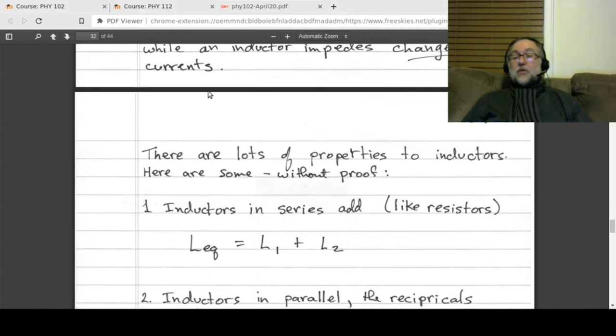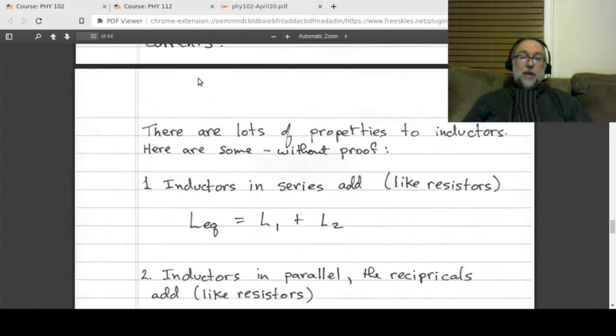All right, so there's a lot of properties to inductors, but we're not going to do a full electronics course, and I'm just going to mention them to you. They're pretty easy to remember, so it's not very deep, but really the circuit that I want to end this with is an LC circuit. But let's just mention a few other properties of inductors.